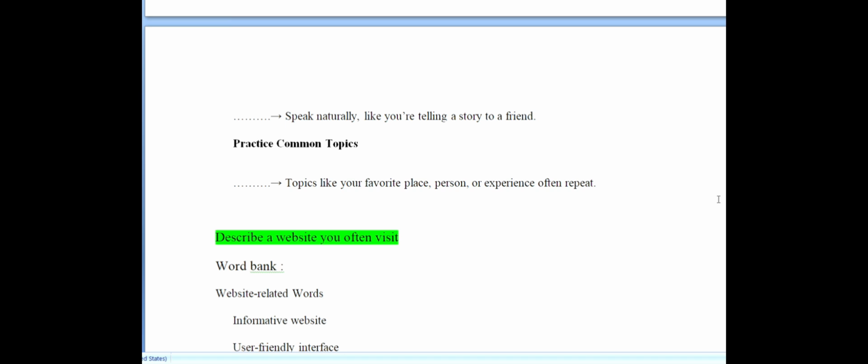The last one is focus on common topics. If you're not able to pick up a great topic on the very first note, then try to speak on some familiar topics like your favorite place, your favorite person, your experience, something like that, so that you can elaborate. Once you are used to it, then pick up the cue cards.